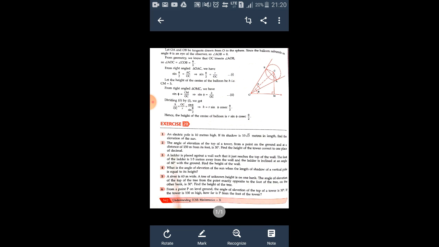Now let's look at the second sum. The second sum is: the angle of elevation of the top of a tower from a point on the ground and at a distance of 150 meter. So here also you're doing the same thing. You're pausing the video first, reading the sum, and then you're going to continue with the explanation. The angle of elevation of the top of the tower from a point on the ground and at a distance of 150 meter from its foot is 30 degree. Find the height of the tower correct to 1 decimal place.